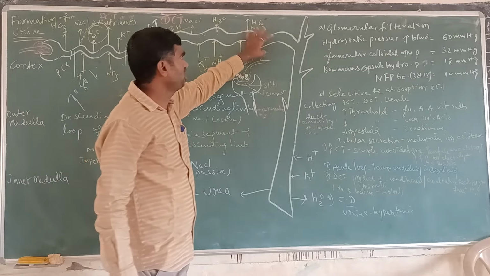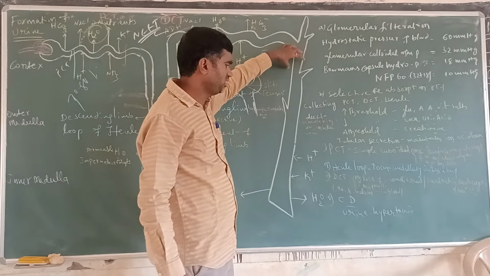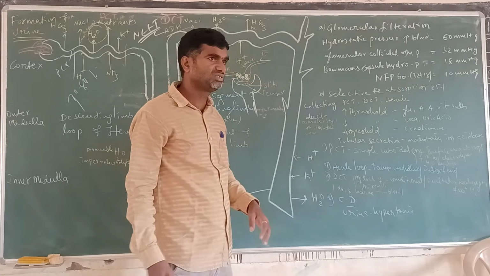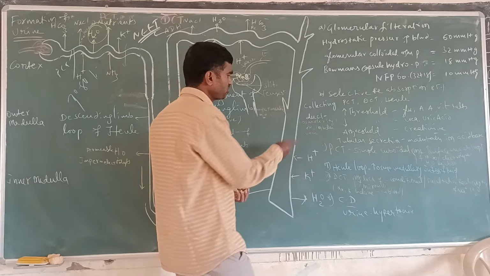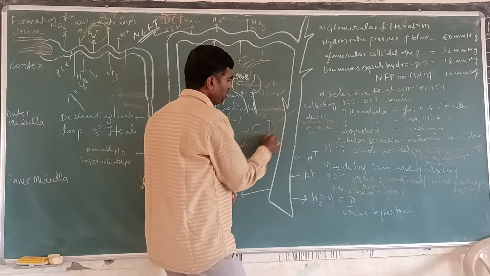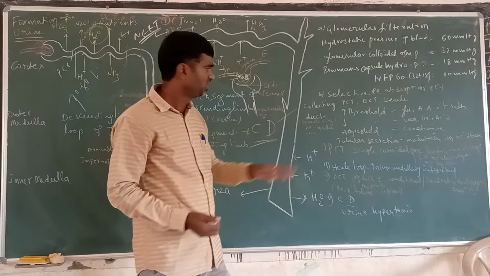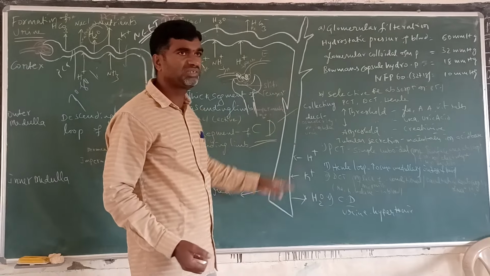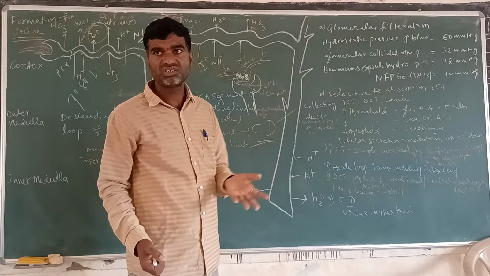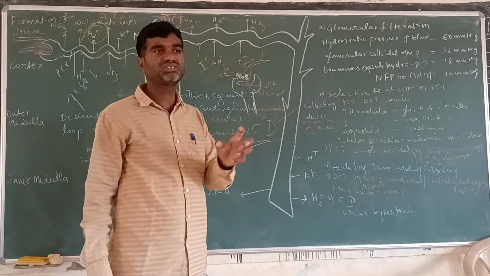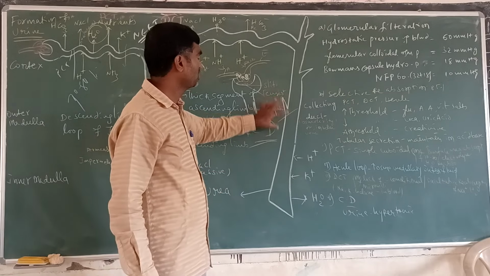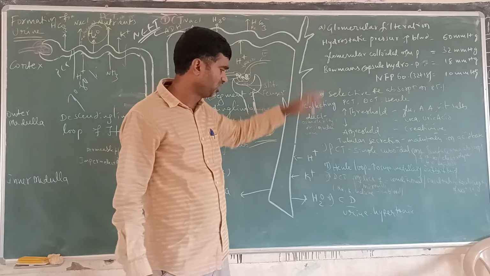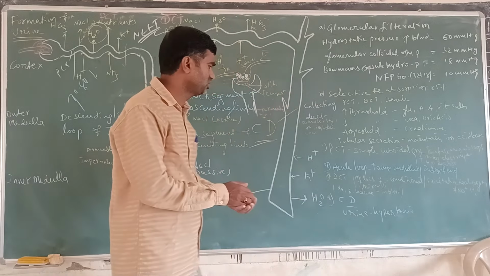So the DCT is again reabsorbing here. Now this is called the collecting duct. What is that? Collecting duct. So this is the CD, meaning collecting duct. The collecting duct contains different types of hypertonic solutions, meaning concentrated solutions are formed here in the collecting duct. So this is now reaching here into the collecting duct. Now here hypertonic solutions are there.